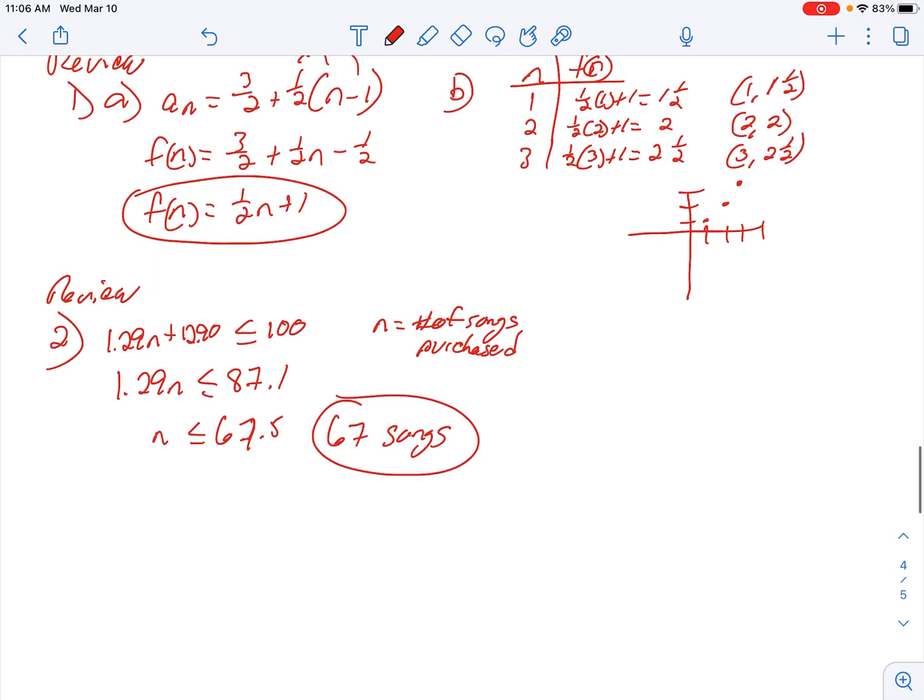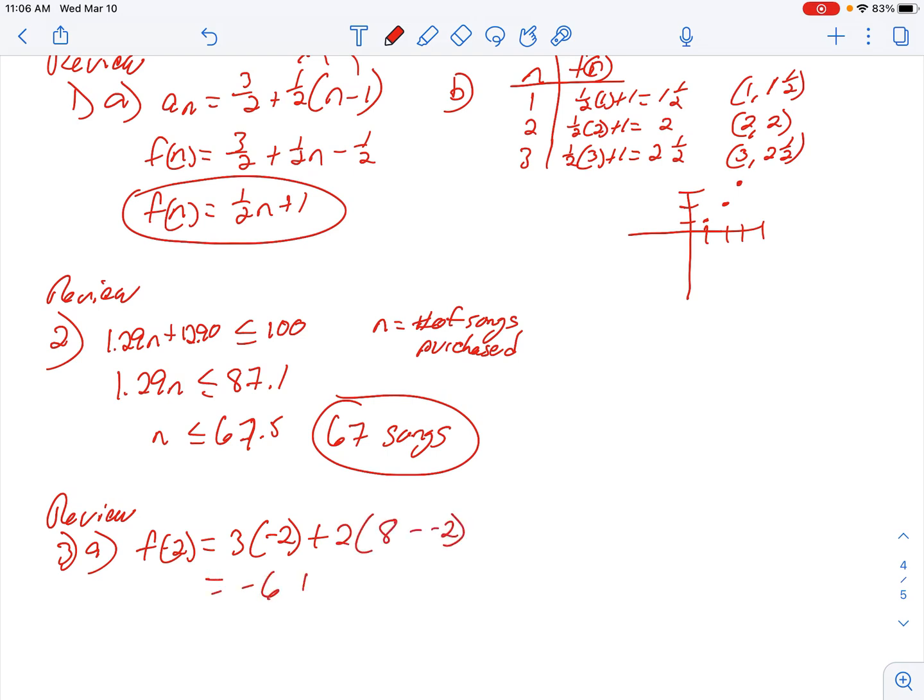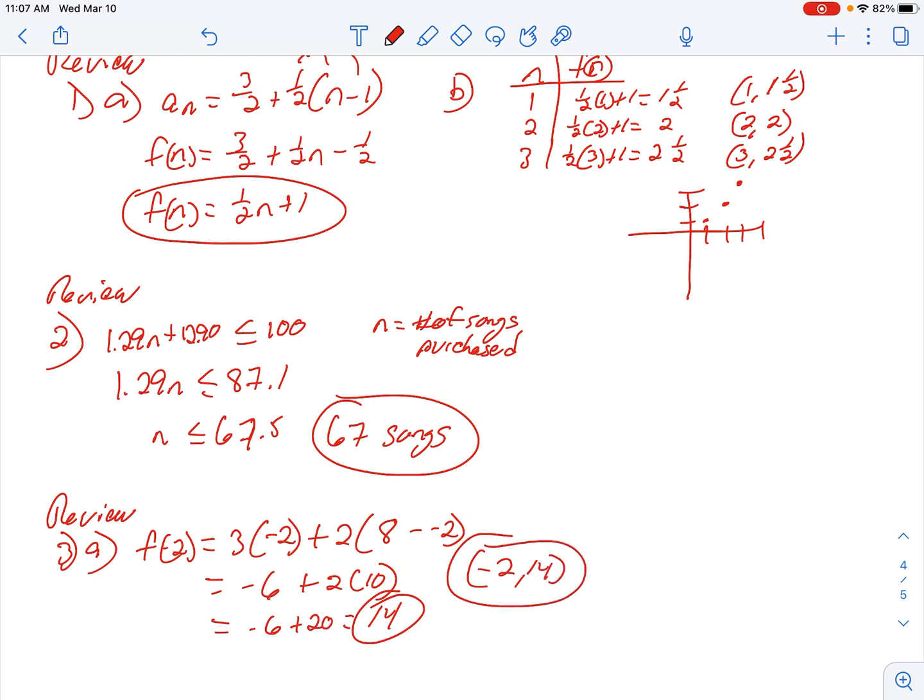Last one there, number 3, part A on the review. Let's just go ahead and do it while we're here. It's just a quick evaluation. We're going to plug in when x is -2 and then do our order of operations right there. So 3 times -2, and then inside the parentheses there, that's going to be 8 plus 2, giving me 10, and 20, and you could have gone right to your calculator as well, but 14 should be the answer. So when x is -2, the output y should be 14. All right.